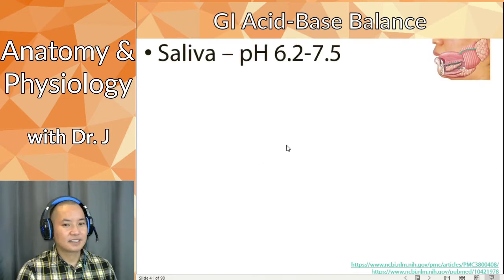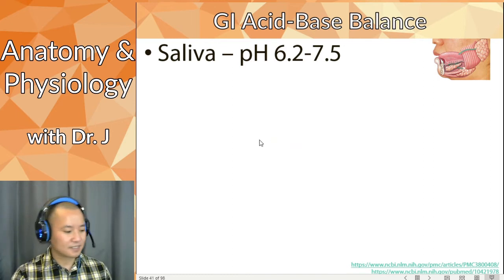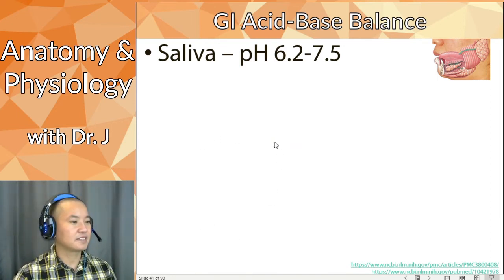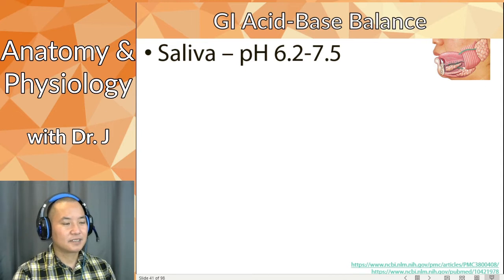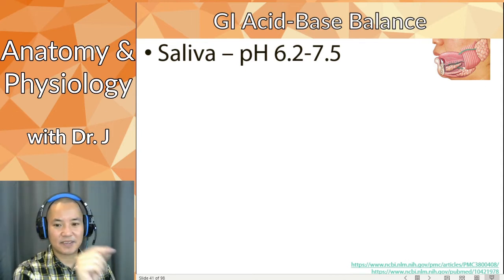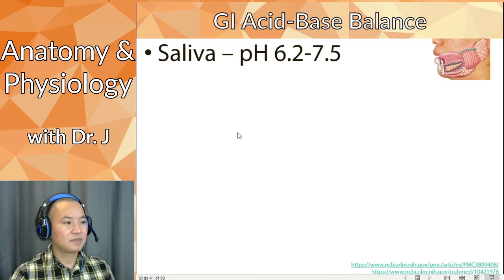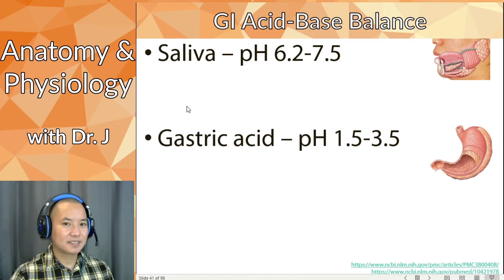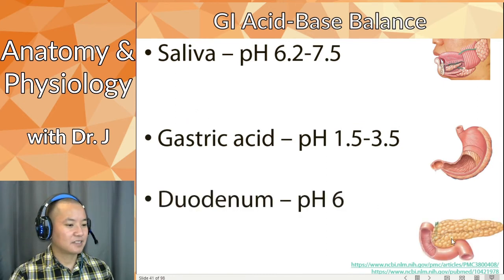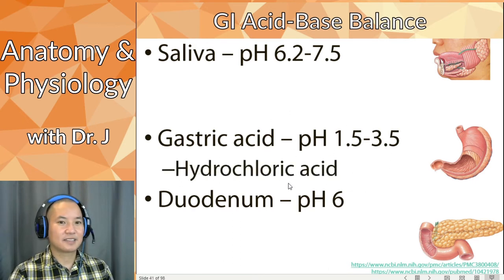So this is why acid-base balance is kind of important in your gastrointestinal tract. And then what we have here is saliva. Again, I'm not really concerned with you memorizing these specific numbers, but you should know that it's not quite neutral, it's not quite basic, but it is toward the neutral-ish pH range. Now, gastric acid is way more acidic than saliva. And then the duodenum is not basic or alkaline, but it's relatively more basic than the gastric acid in your stomach.